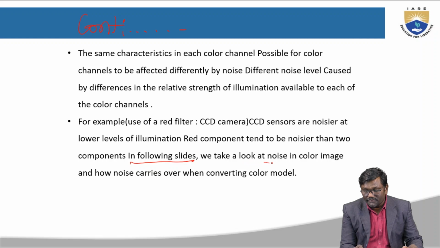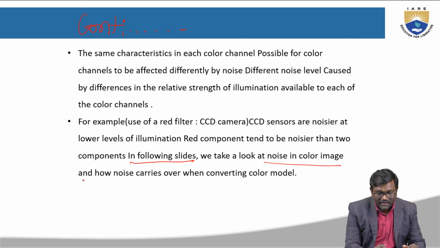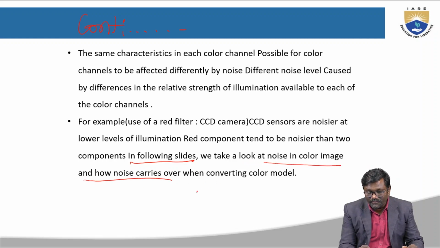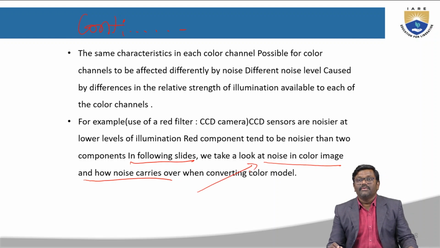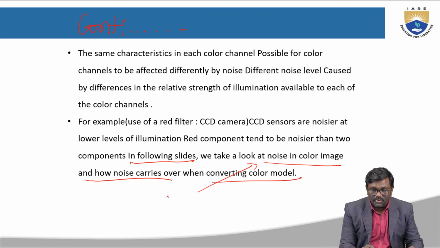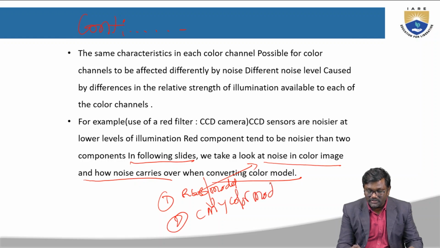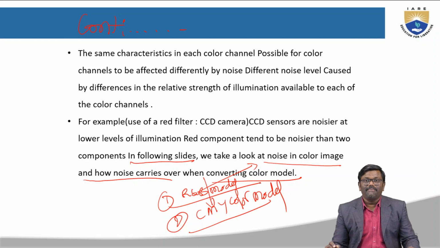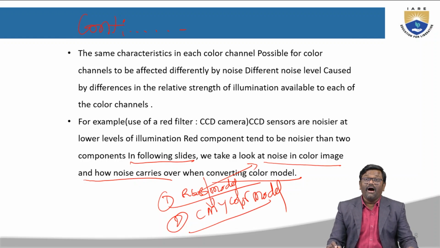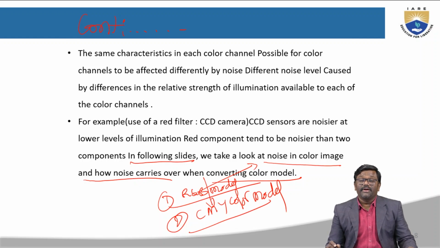It is in terms of noise in the color image and how noise carries over when converting the color model. What are the color models? Color model number one is the RGB color model, which we are going to use to convert into the second model, the CMY color model. This color model will help us concentrate on whatever we want to understand.